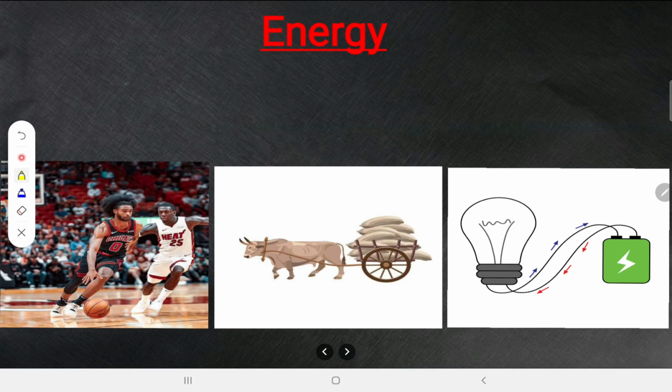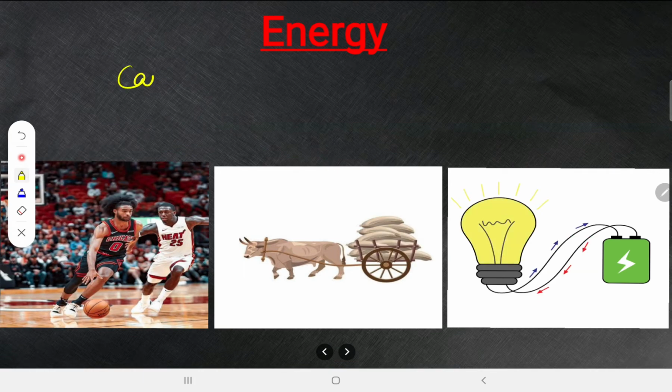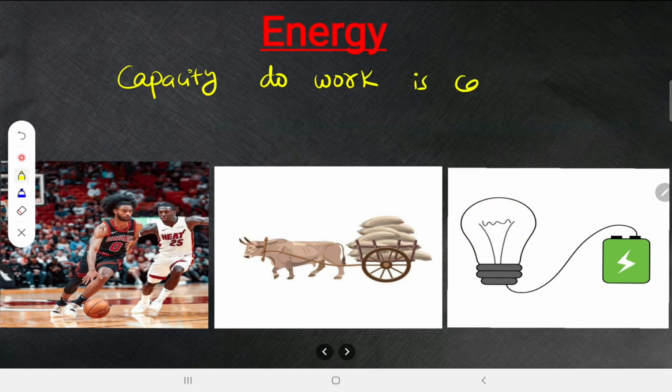All right. So, what is this energy? The simple definition for energy is a capacity to do work. Capacity to do work is called energy. That's it. Very simple definition.